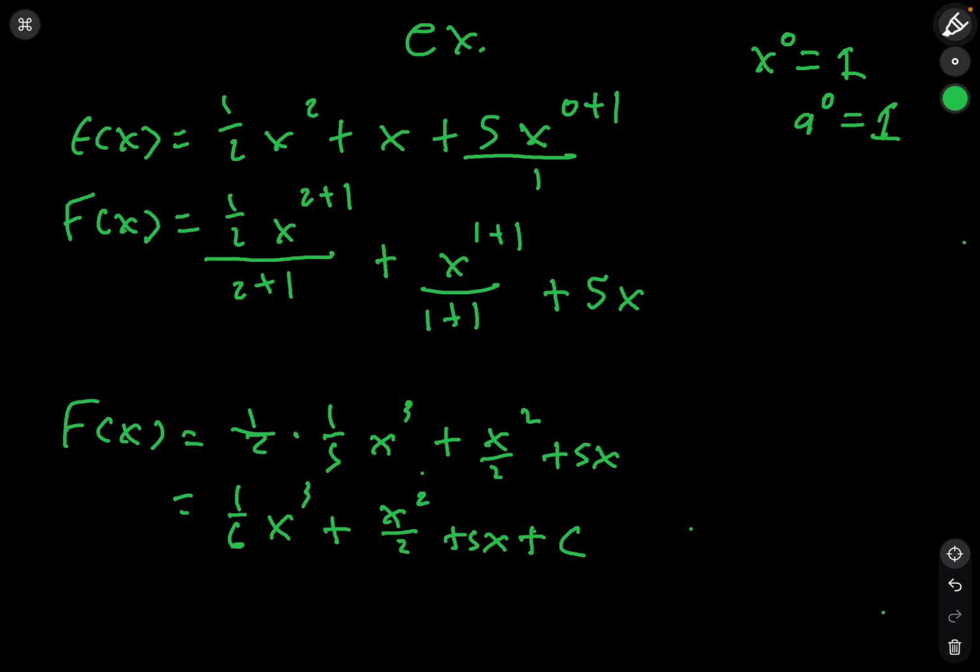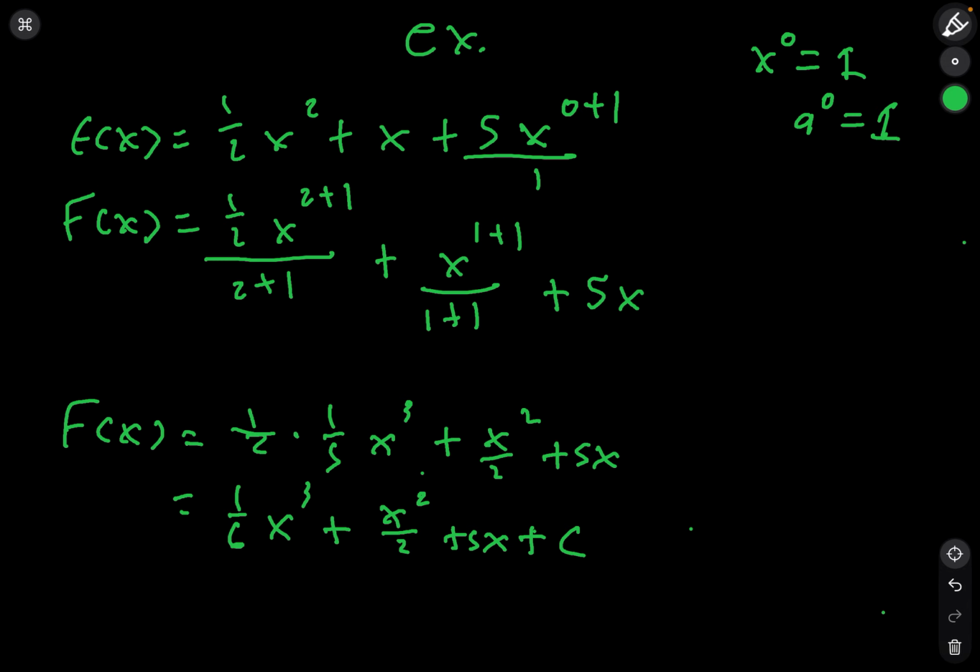Very, very important that you always put plus c in order to represent a constant that might or might not be there. It might not be there, who knows, who cares? Just put it anyway. But essentially, that's how you find an antiderivative for a polynomial function.